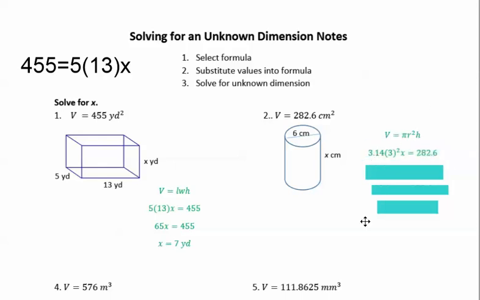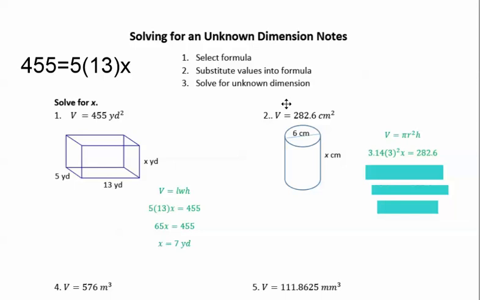So I'm going to have 3.14 for pi. Instead of writing pi, I write 3.14. And then this is where we need to be careful. They gave us the diameter. We need the radius for this formula. The diameter is 6, the radius is half of that, so our radius is 3. So it's going to be pi times 3 squared times the height. The height is what we're solving for, which is h, which is our x. So 3.14 times 3 squared times x equals this given volume.